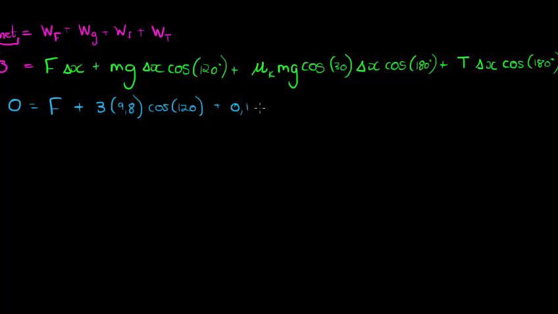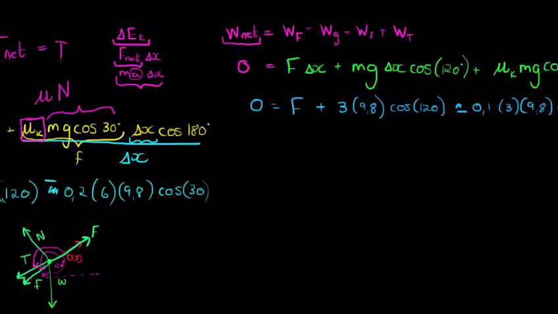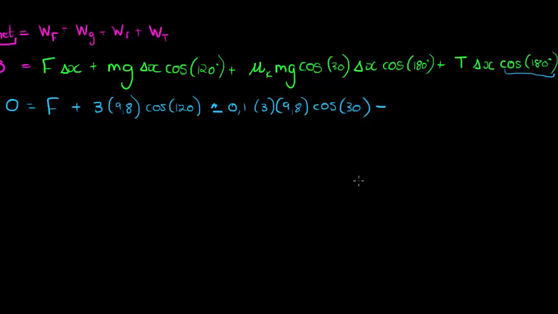plus mu for the 3 kilogram was 0.1. Mass is 3, gravity is 9.8, cos of 30, cos of 180. Cos of 180, I'm just going to say that's going to make this one negative. And this one, same thing. This is just going to become negative, and then our T we calculated was 63.58, minus 63.58 times delta x, which we said we cancelled. And there you go. Now I can just solve for F in the normal way.